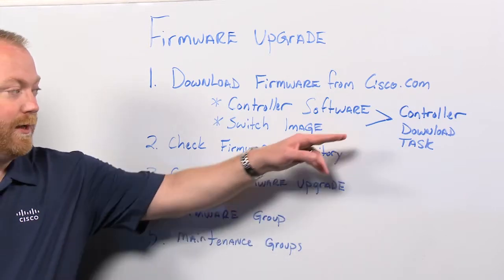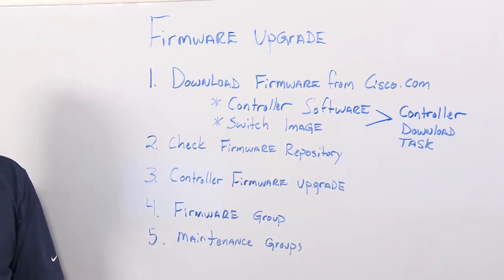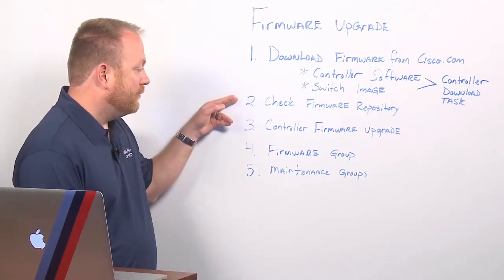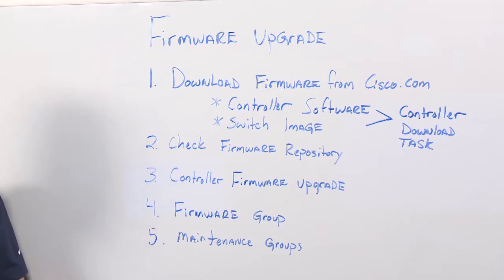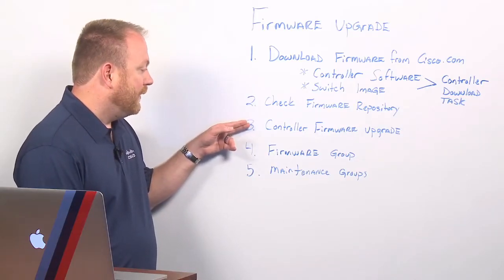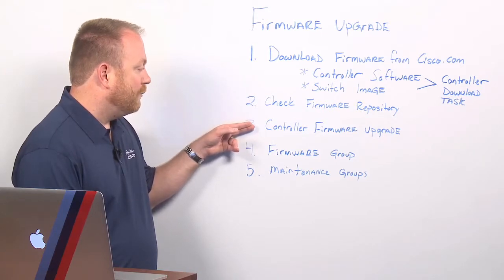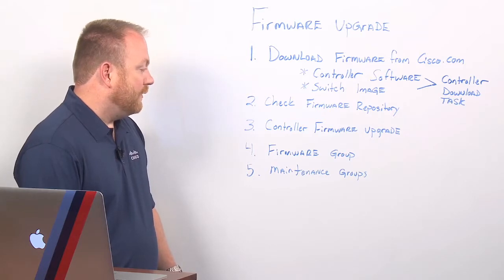From that point, we create a controller download task, which actually brings the software up to the controller in our ACI environment. Once the software is at the controller, it's going to replicate across all of the controllers in the environment, and we're going to check the firmware repository to make sure our software was successfully downloaded to the controller. After we've verified that the software is successfully on the controllers, we can then create a controller firmware upgrade task, which allows us to upgrade the software across all of our controllers.